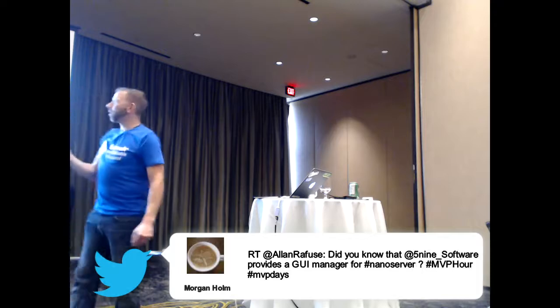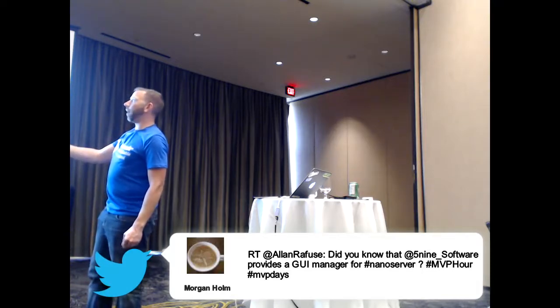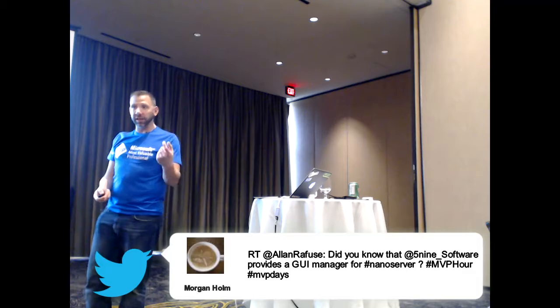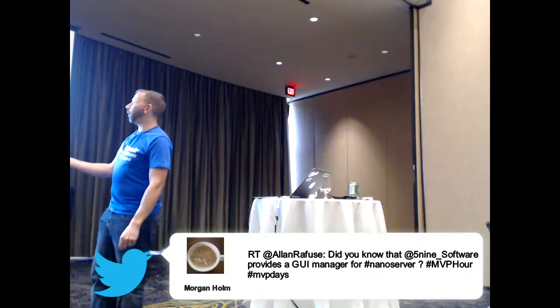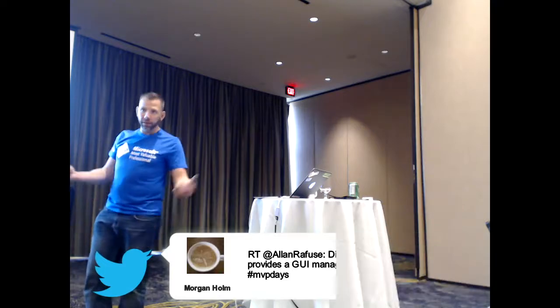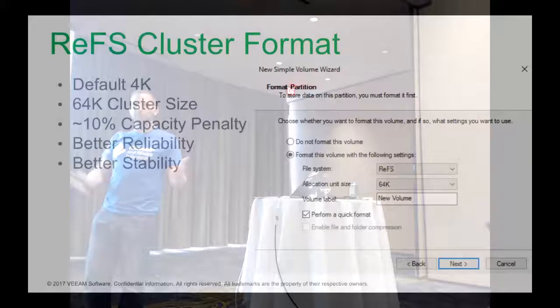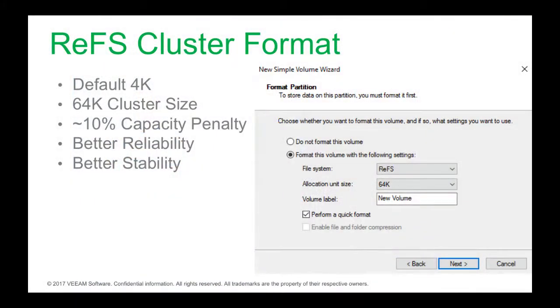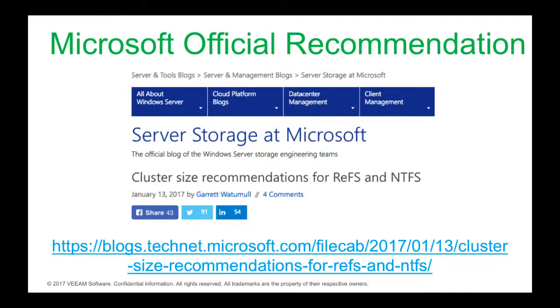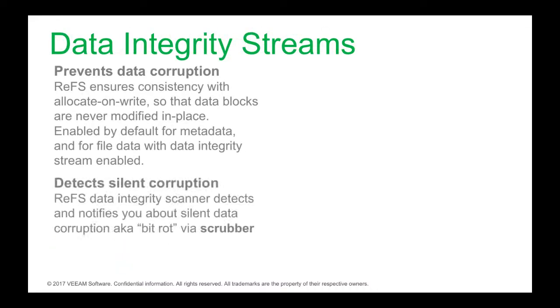But also, there are some caveats there. Since I'm writing my data in 64K cluster sizes, and the file system has to keep track of a lot larger metadata chunks, I lose 10% of my capacity. So if I have a 100 terabyte volume, I'm only going to get 90 terabytes usable whenever I format that with ReFS. And again, this is very current. This is as of January 13th. Microsoft came out with this little blog article, and you can get access to this afterwards, or you can just do a quick search on the interwebs and find it.